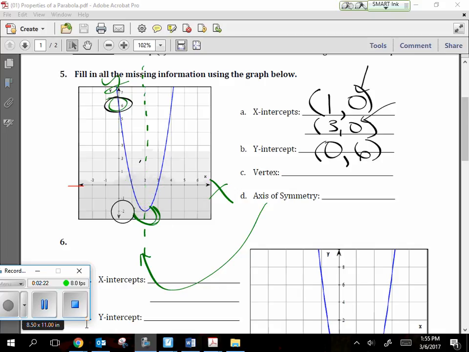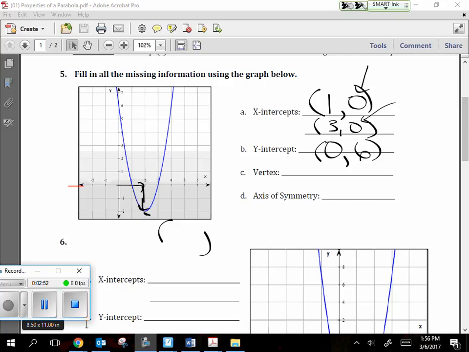Now this vertex here, how would I say that vertex point? Everybody look at mine, not yours, because you drew them different than mine. What's that spot? What comma what? You go over first. Over 2 and then what? And down 2. So how do I say that spot? Over 2 and then down 2. What comma what? 2 comma negative 2, exactly. All right, so that's the vertex.